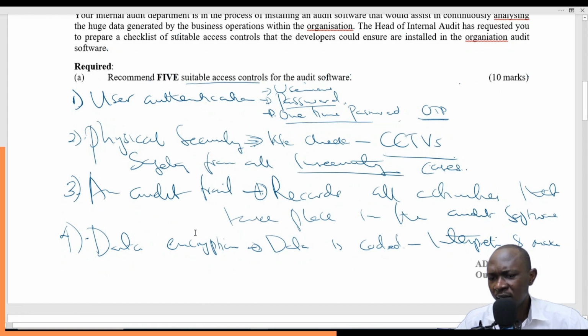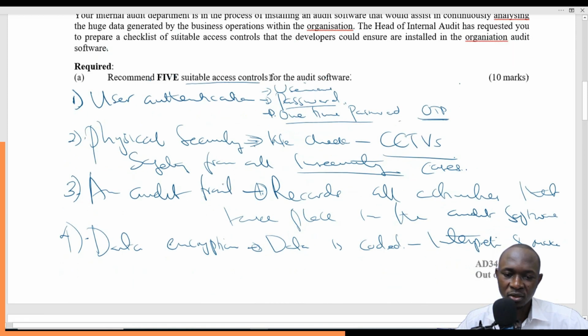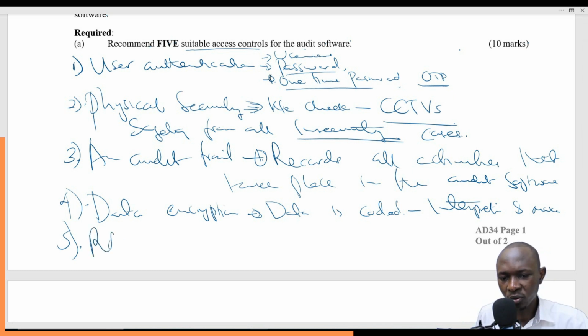So data can also be encrypted. We can put that one as one of the suitable access controls that the developers can install in the audit software, just to prevent losing data to unauthorized parties. Then we have number 5, the role-based access control.